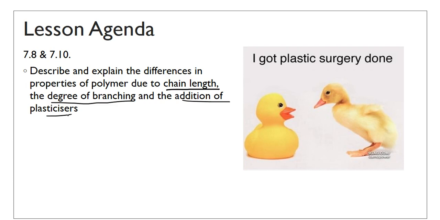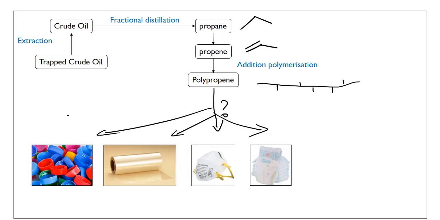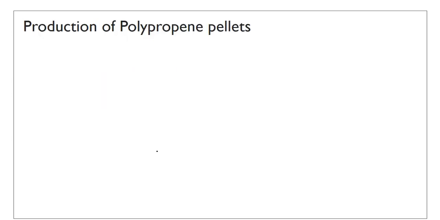And then we're going to look at one more way, so 4 ways. Okay. So before we get to that, there is an extra step that has to happen to go between polypropene and the products, and that is the production of polypropene pellets.